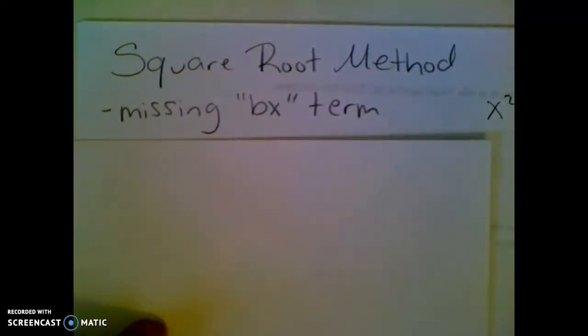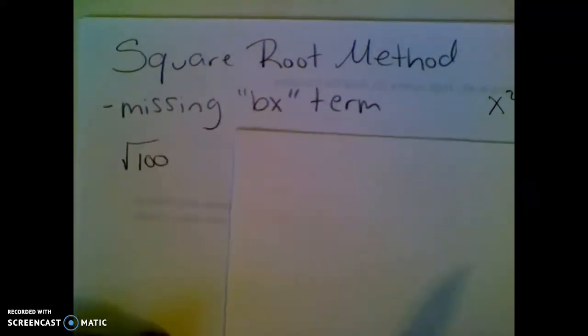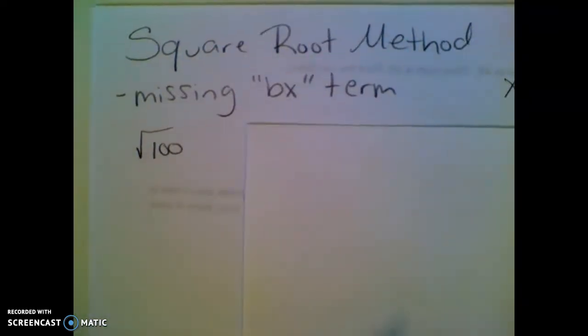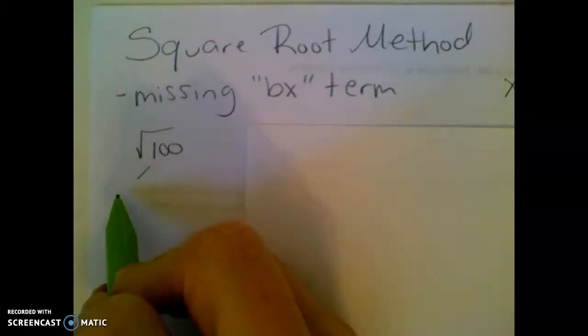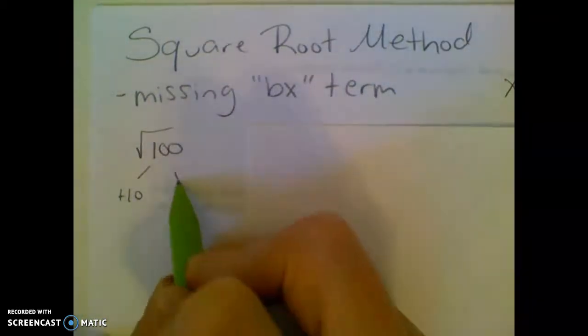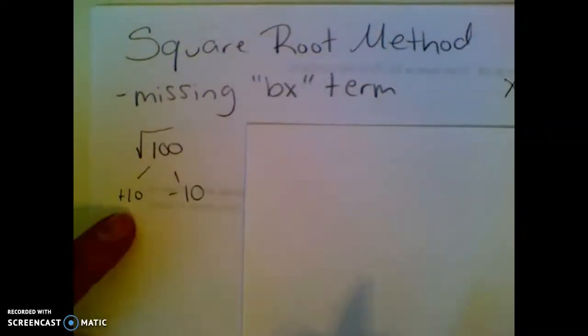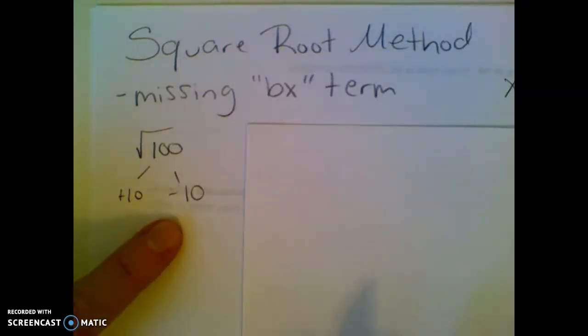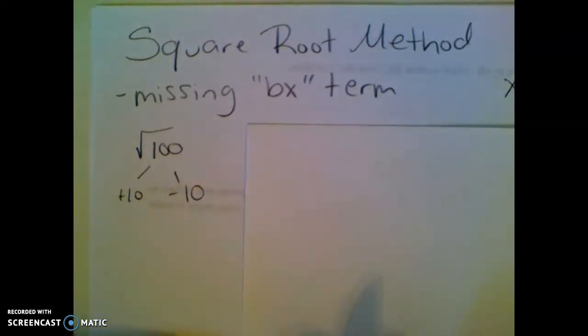So this method is only usable some of the time, but it is the best method when you can't use it. All right, so let's first start out by talking about square root of 100. You guys reduced radicals yesterday, so you know square root of 100 is 10, but actually the square root of 100 is both positive 10 and negative 10, because positive 10 times positive 10 is 100, and negative 10 times negative 10 is also 100. So you actually have that positive and negative answer.